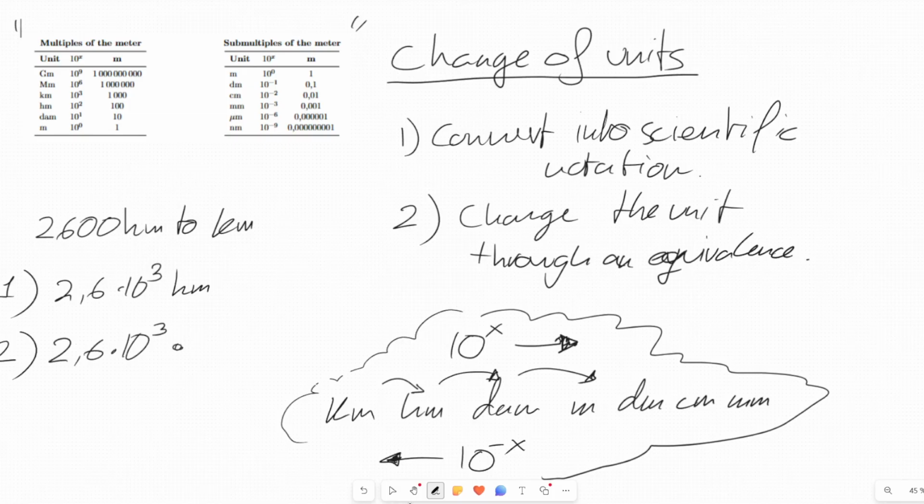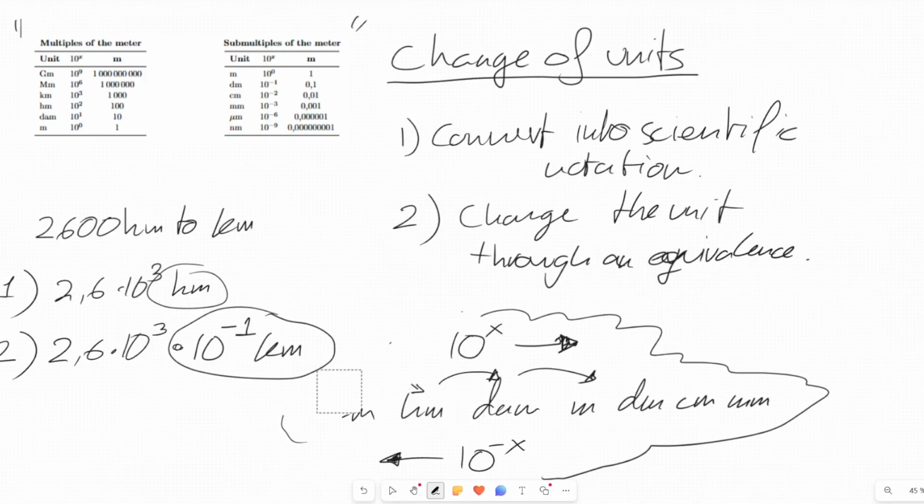What's the equivalence between the hectometer and the kilometer? 10 to the power of -1. That's the equivalence between the hectometer and the kilometer. All right, how did we get the equivalence? By counting the number of steps. If it is to the right, then the exponent is positive. If it is to the left, then the exponent is negative. That's the idea we're going to follow in order to make this change of units work.